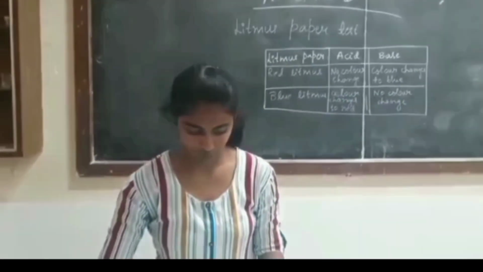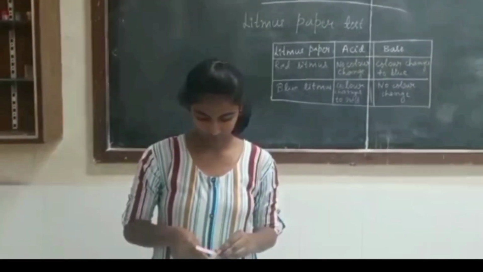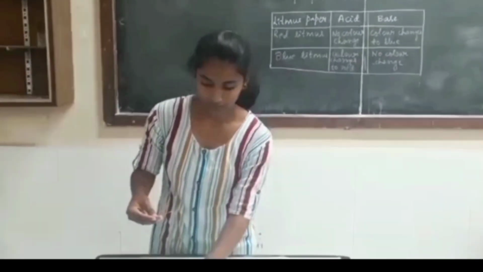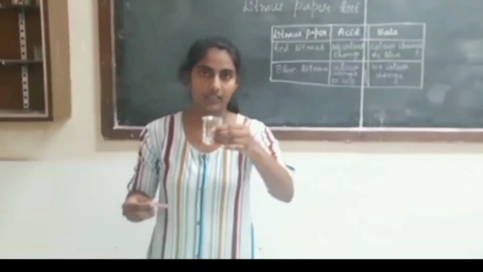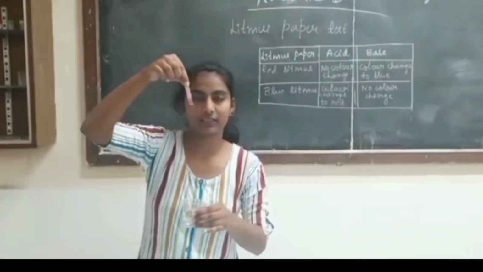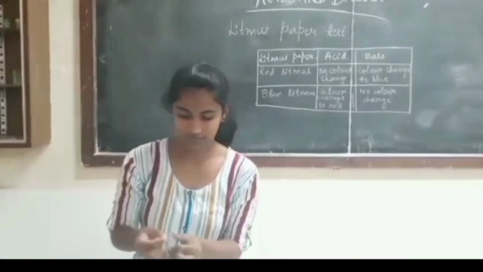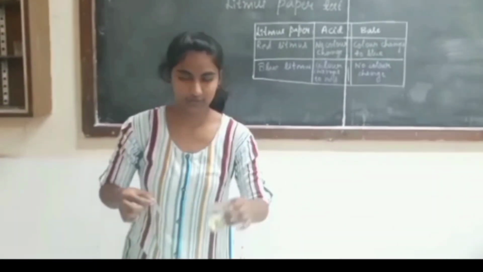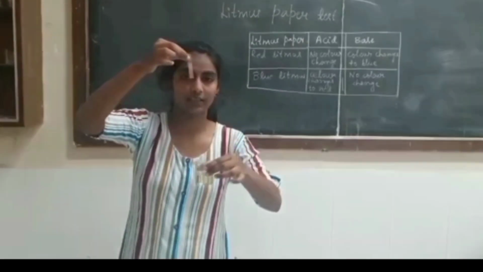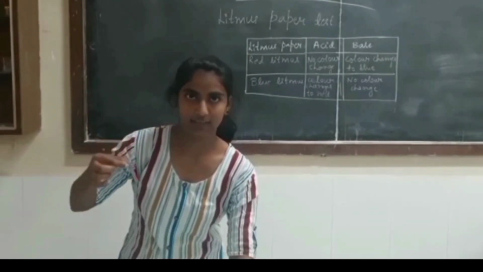Now I am going to try it on red litmus. I am going to take one red litmus paper and I am trying it on this solution. Does it change the color? Yes, so it is a base. Let's try on this solution. Does it change the color? No, so this is an acid.